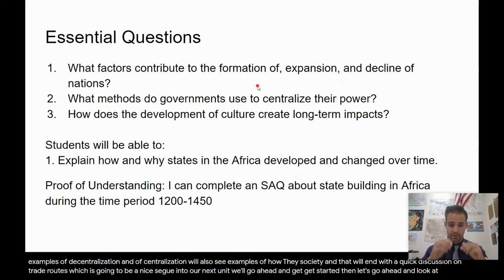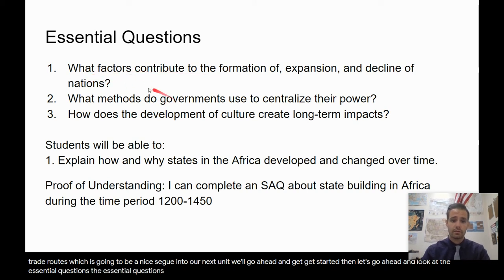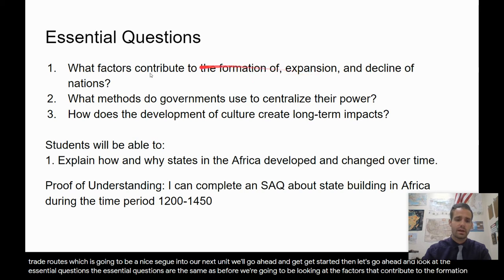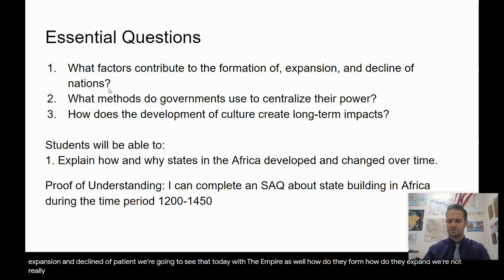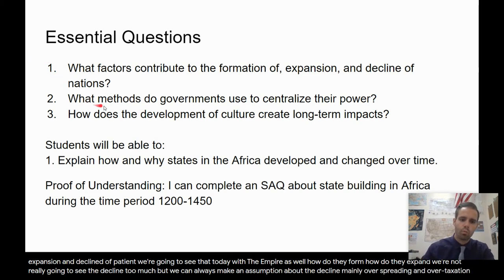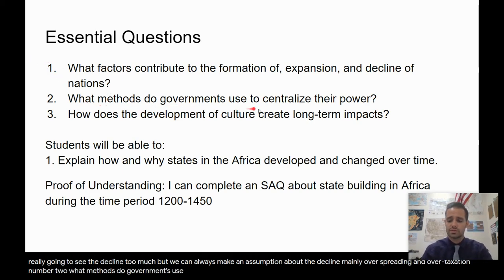Let's go ahead and look at the essential questions. The essential questions are the same as before. We're going to be looking at the factors that contribute to the formation, expansion, and decline of nations. And we're going to see that today with the Empire of Ghana and then the Mali Empire as well. How do they form? How do they expand? We're not really going to see the decline too much, but we can always make an assumption about the decline, mainly overspreading and overtaxation.